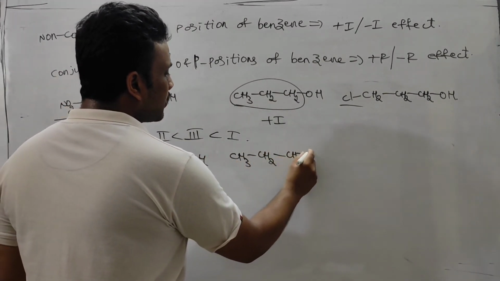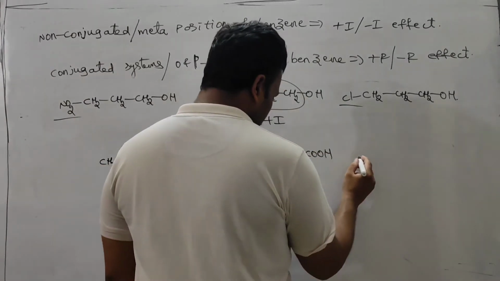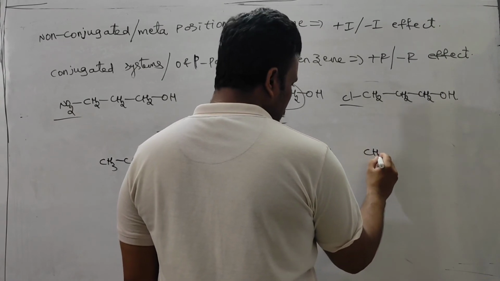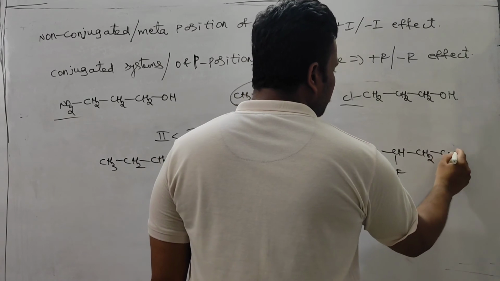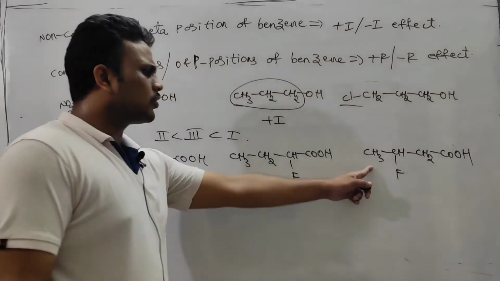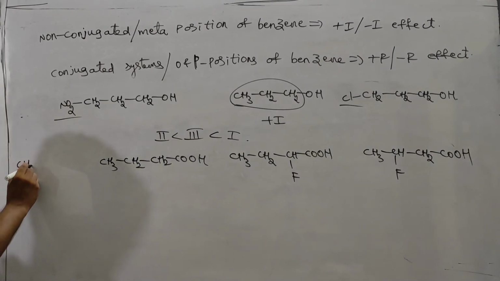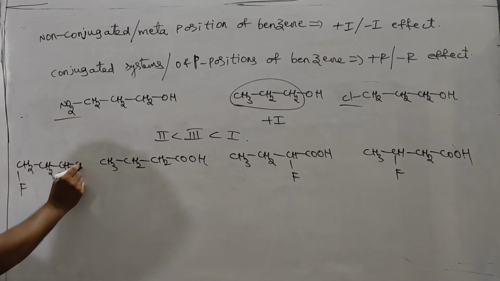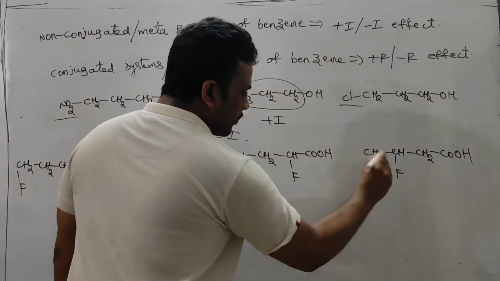I am taking, now you see carefully, fluorine here, and in another example I am taking fluorine here. You can also take fluorine here in one more compound if possible. Then you can write here, fluorine I am taking here. 1, 2, 3, 4, which is more acidic?